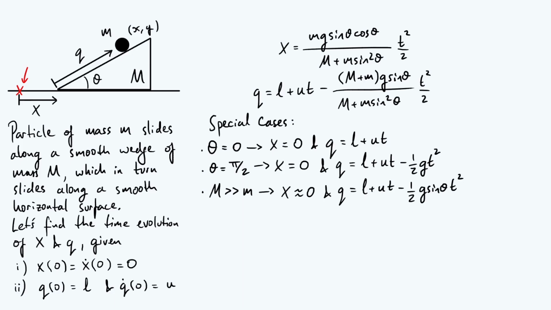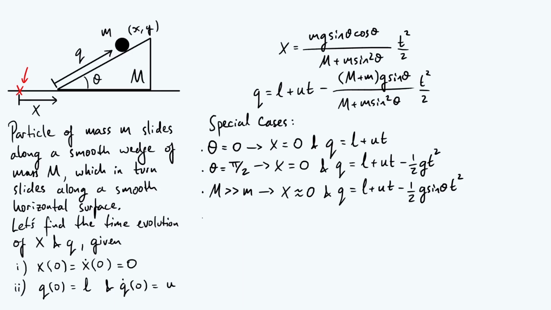So the interpretation here is if the mass of the wedge is huge, then it has lots and lots of inertia, so it doesn't really want to move. So it makes sense that its x-coordinate remains very, very close to 0. What about this equation? Well, this is, again, exactly what you would get from SUVAT, but this time the acceleration is not g, it's g sine theta, because what's happening is the particle is sliding down a wedge which is still sloped. So the g sine theta is the gravitational acceleration projected in the direction which is parallel to the slope.